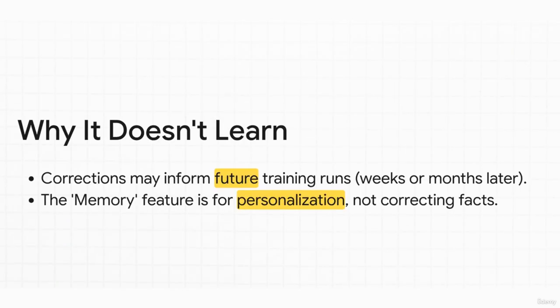So why not? Well, think of the base model like a finished, printed, published textbook. You can't just scribble in the margins of your copy and expect every other textbook in the world to magically get your update, right? Your correction might get collected as data, and it might get used in a massive, super expensive retraining process that happens weeks or even months later, but it is not instant. And yeah, some apps have that memory feature, but that's just for personalization. It's designed to remember things about you, like your name, or that you like your emails to be short and punchy. It's not for correcting the model's fundamental understanding of facts about the world.